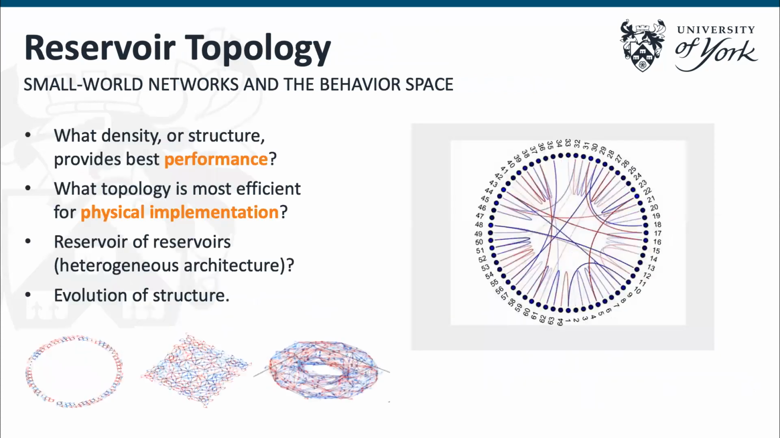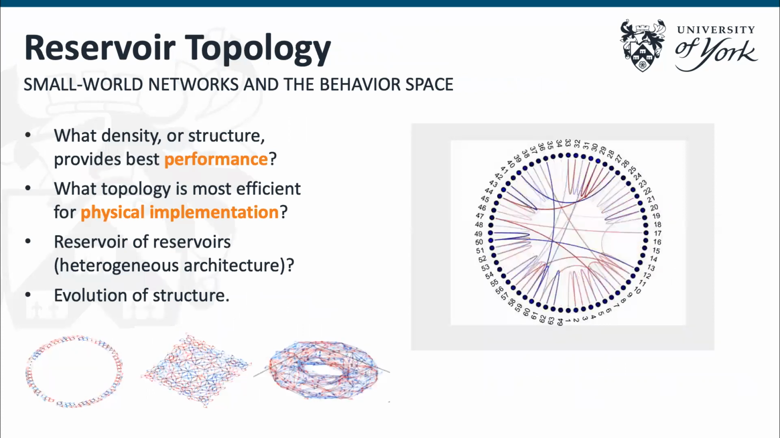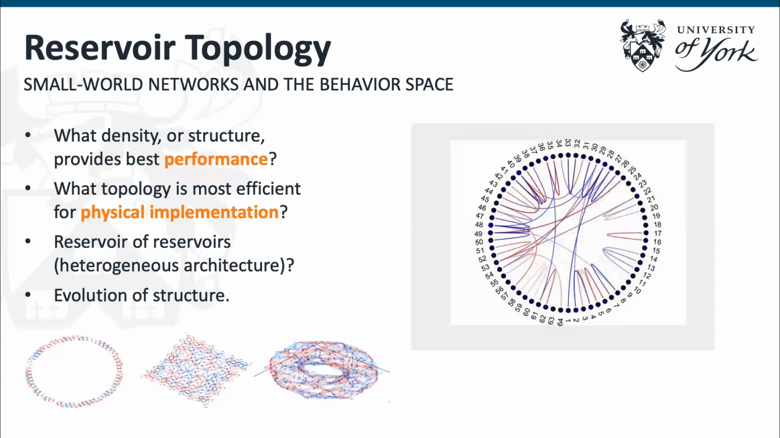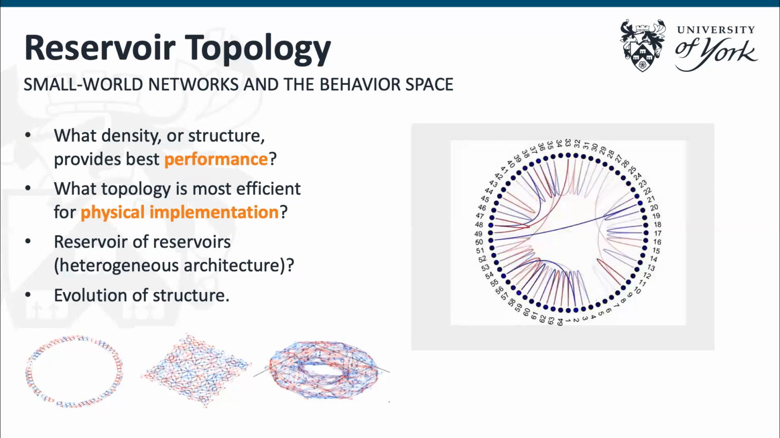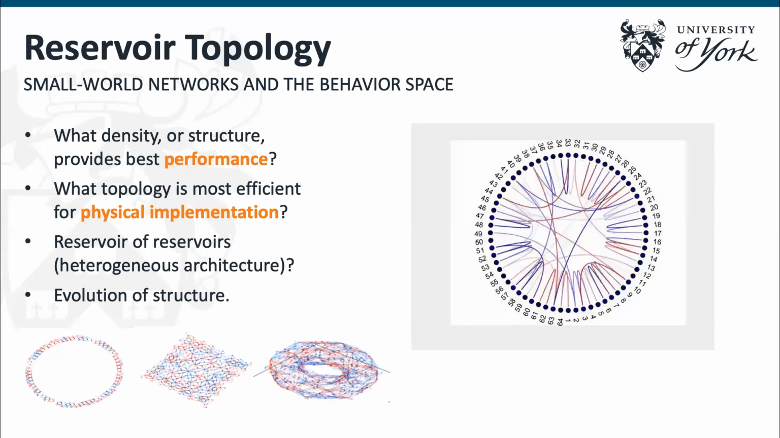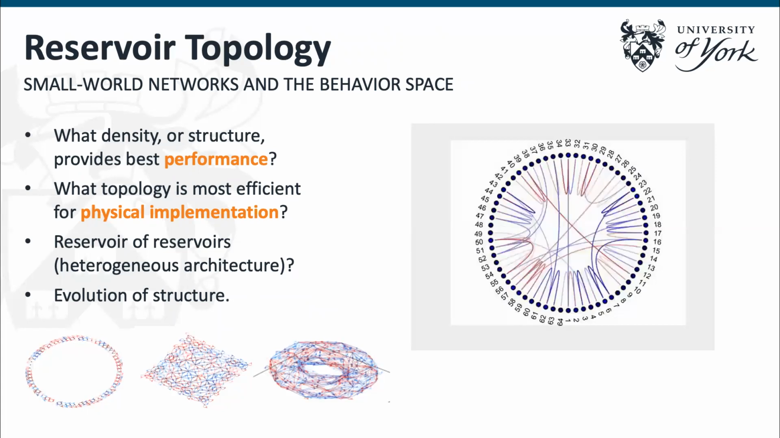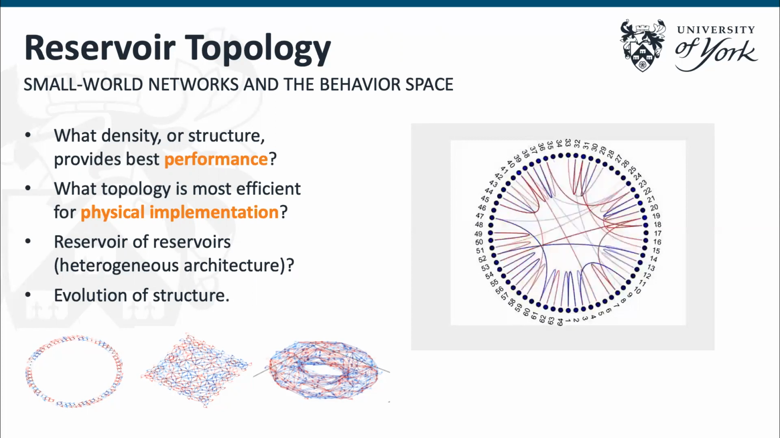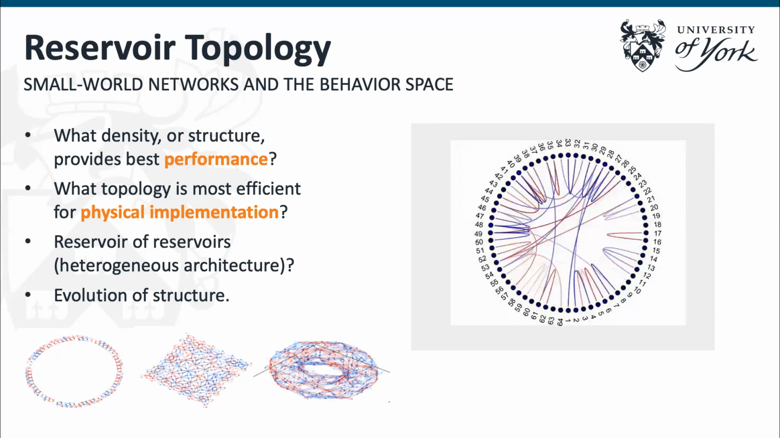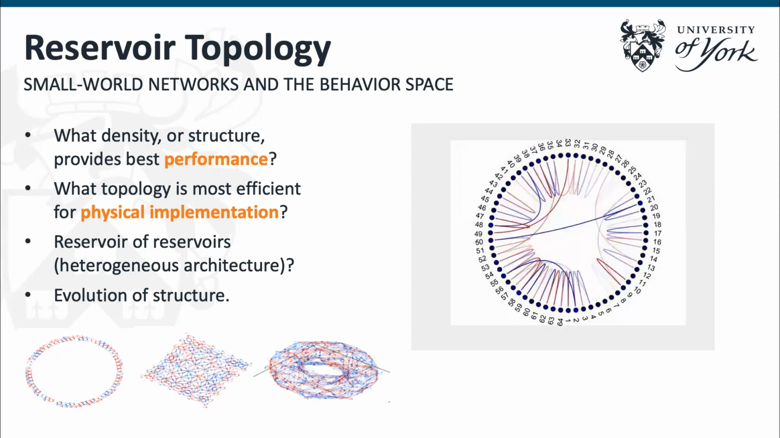This tool, which allows you to quantify these reservoirs and their performance, allows us to ask two other questions. So we can now investigate reservoir topology. My end goal is to have a physical system, to implement something in a physical system. So one question to ask is, how much connectivity do I actually need in my network? Is there any kind of structure? What gives me the best performance? And what topology is best?